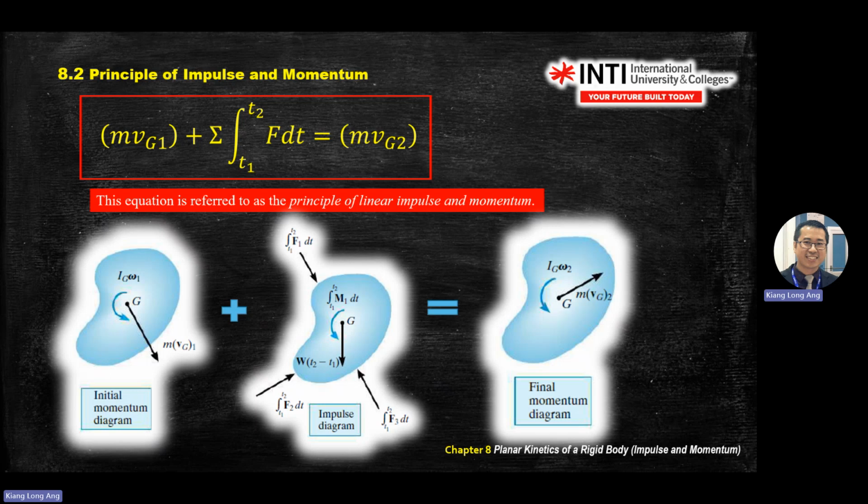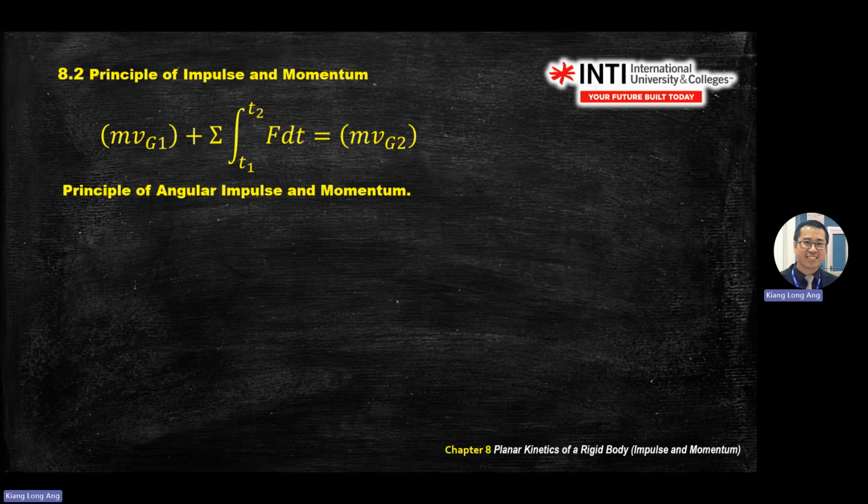So this is a bit different compared to the particle chapter. In the particle chapter, you only look at the mass and weight mg. You don't have the inertial effect, Ig. For particles, you have m dt. Okay, so that is the difference between rigid bodies and particles. So you have the principle of linear impulse and momentum, and another one is the principle of angular impulse and momentum.